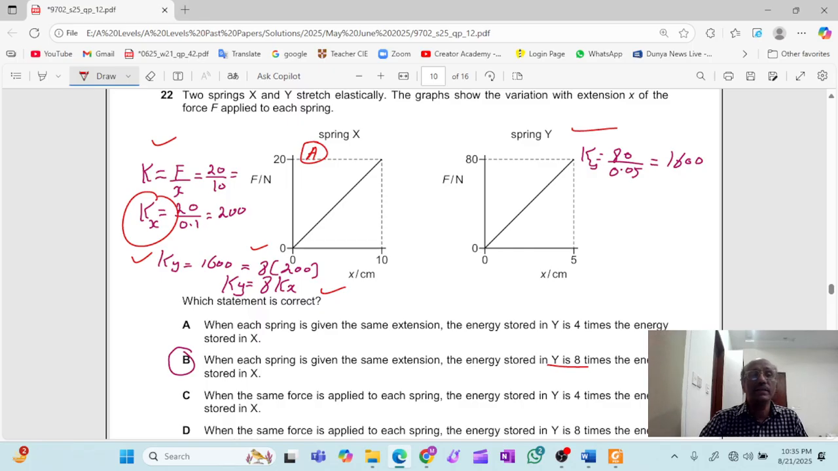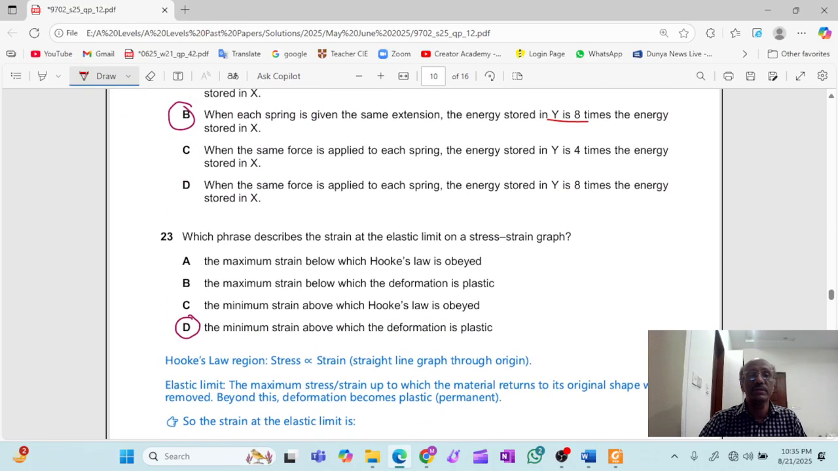After that, question number 23: which phrase describes the strain at the elastic limit on a stress-strain graph? So this is the point, the minimum strain above which the deformation is plastic, because plastic is a region at which the graph will not return back to its original position.